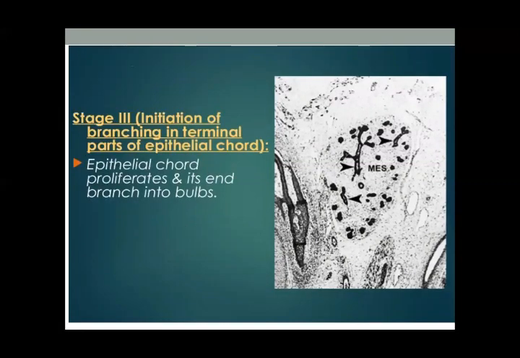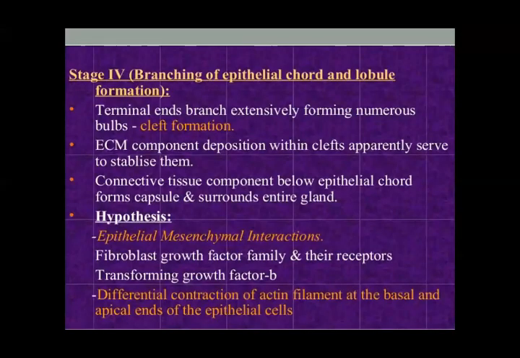Stage 3: initiation of branching in terminal parts of the epithelial cord. The epithelial cord proliferates and its end branches into bulbs. In this stage, the branches start to form. Stage 4: branching of the epithelial cord and lobule formation.